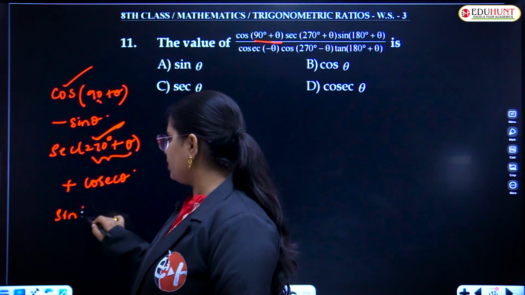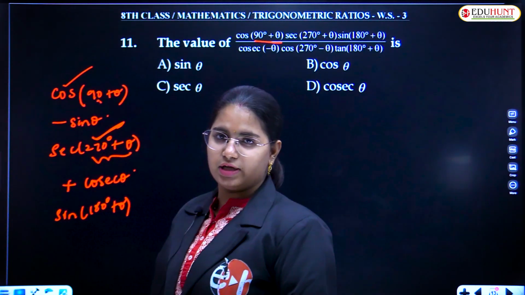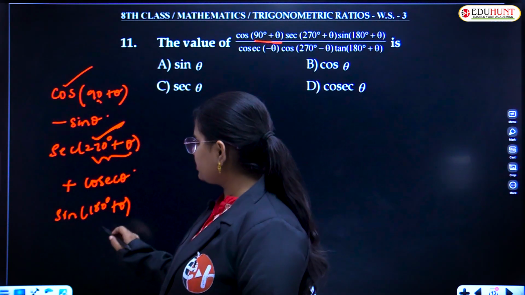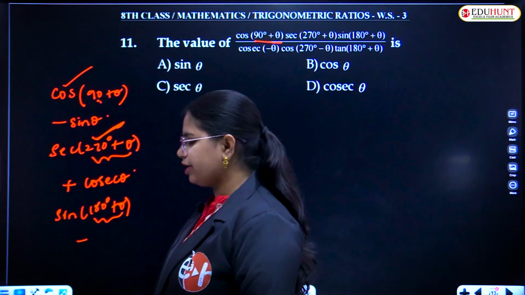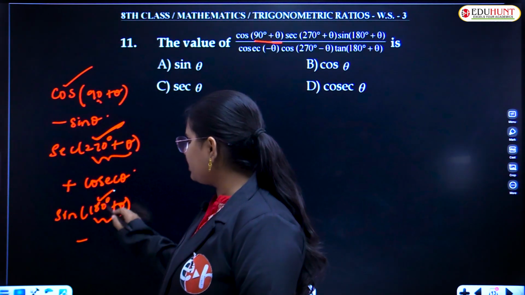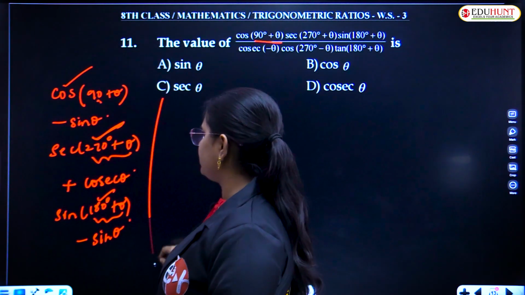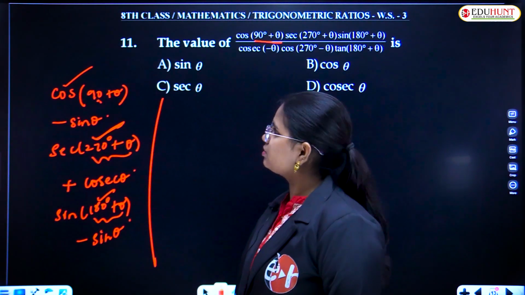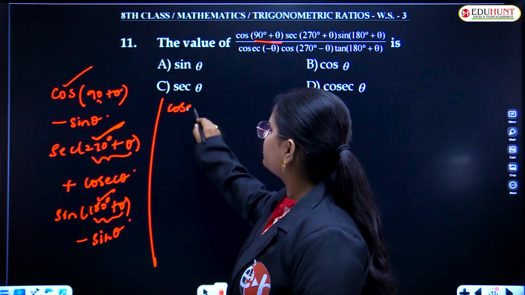Right. Next, sin 180 degree plus theta. 180 plus theta is in the third quadrant. Sin is negative. As it is an even multiple, the function does not change. It is as usual minus sin theta. Okay. Next one is cosecant of minus theta.